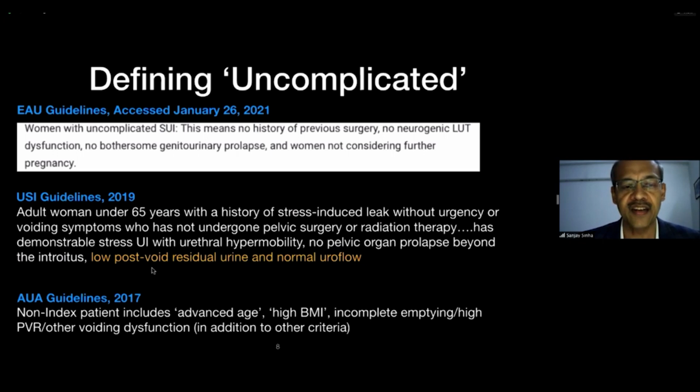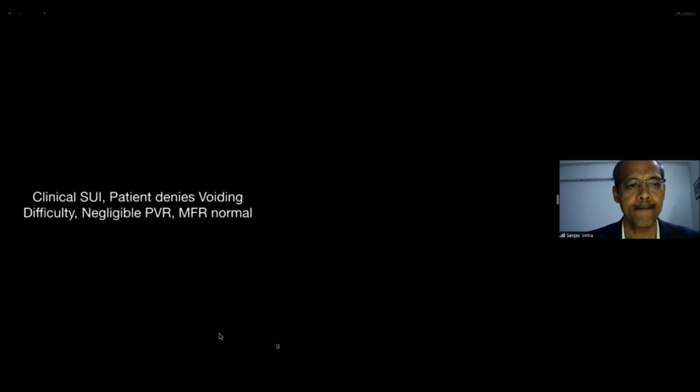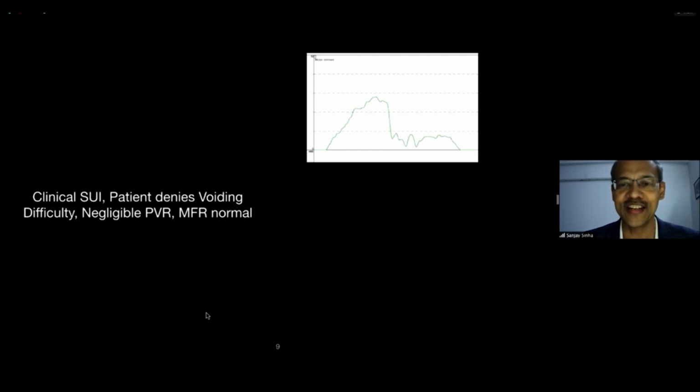And the AUA guideline, which uses the term non-index and index patients, which includes advanced age, high BMI, incomplete emptying, or high PVR, in addition to the other criteria. But you can see there's no uniformity in the way we define uncomplicated patients. So look at this patient who has clinical incontinence, denies any history of voiding difficulty, has a negligible post-void residue, and apparently a normal flow.